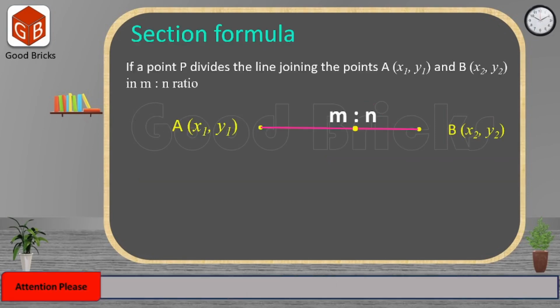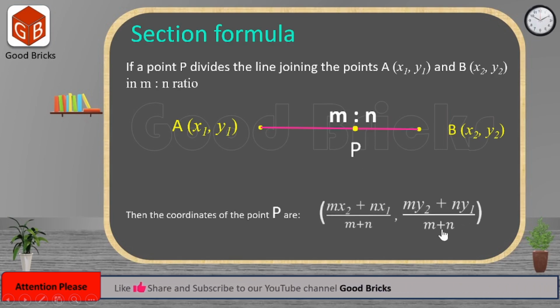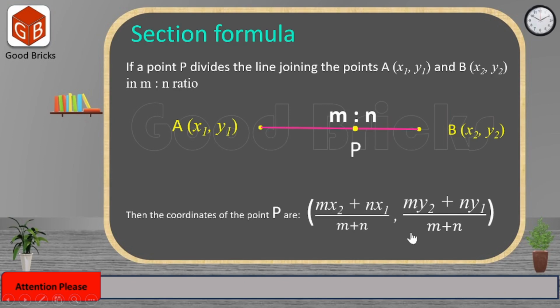Let us now discuss about section formula. Here we have a point P and this point P is dividing line segment AB in m is to n ratio. So, if this point P is dividing AB line segment in m is to n ratio, then we can find the coordinates of this point using this formula. So, this formula is called section formula.